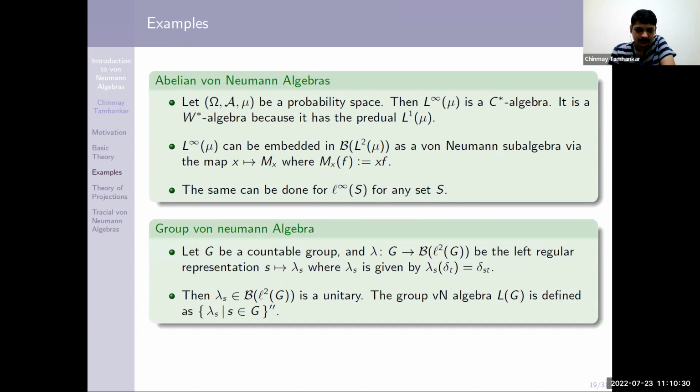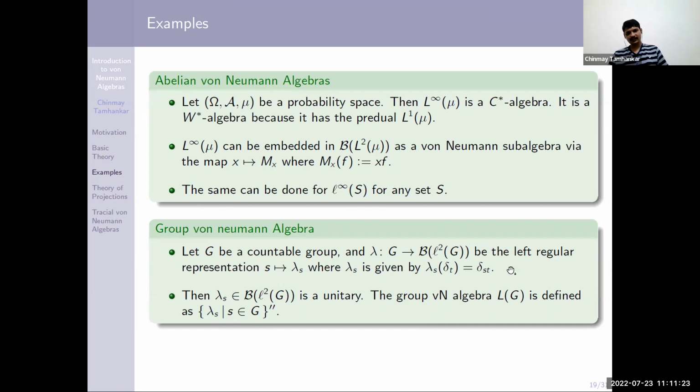Second is group von Neumann algebra. So these are the first kind of non-trivial examples of von Neumann algebra which we see. Let G be a countable group, and we look at its left regular representation. This is the representation from G to B of l2 G, which sends S to lambda S, where lambda S is defined by lambda S of delta t equal to delta st. So this delta t is the indicator function of the point t, and all these indicator functions form an orthonormal basis of l2 G. So what we see is that lambda S actually permutes this orthonormal basis, and hence lambda S is a unitary. And we define this group von Neumann algebra L(G) to be the double commutant of this set of lambda S's, where S varies over G.